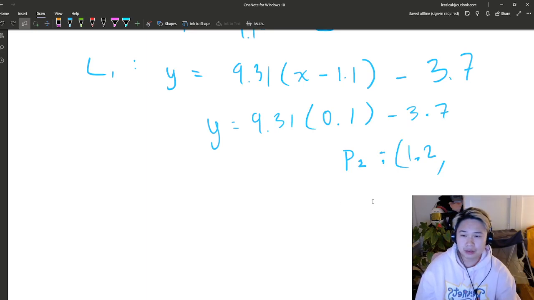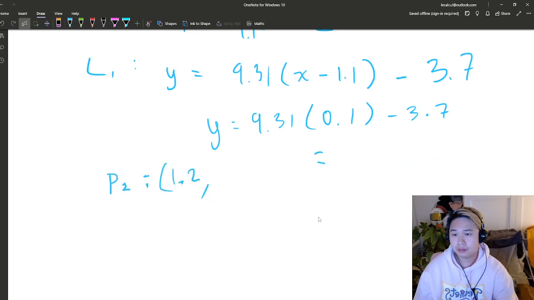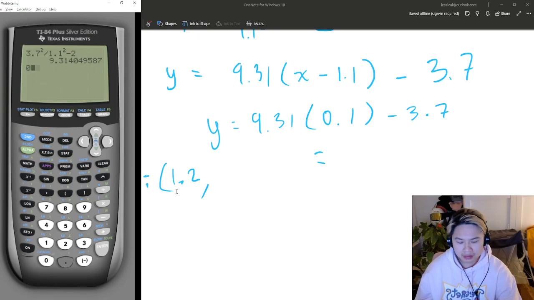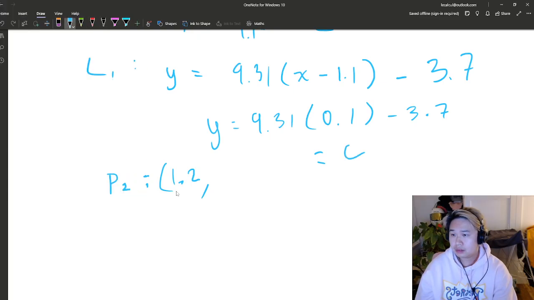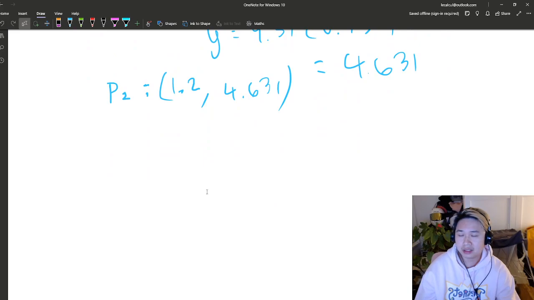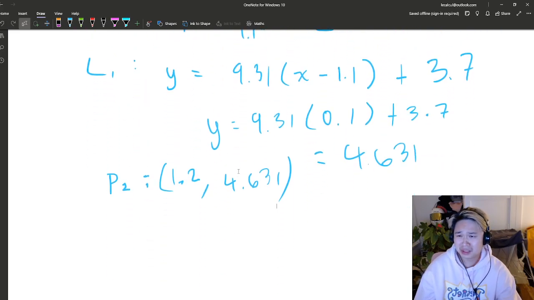So I'm going to plug in 1.2 to get my y value for P2. So 0.931 plus 3.7. 4.631. 4.631. Sig figs, screw it. Not at this time of night. I think you are supposed to keep as much as possible because none of these are your final answer.